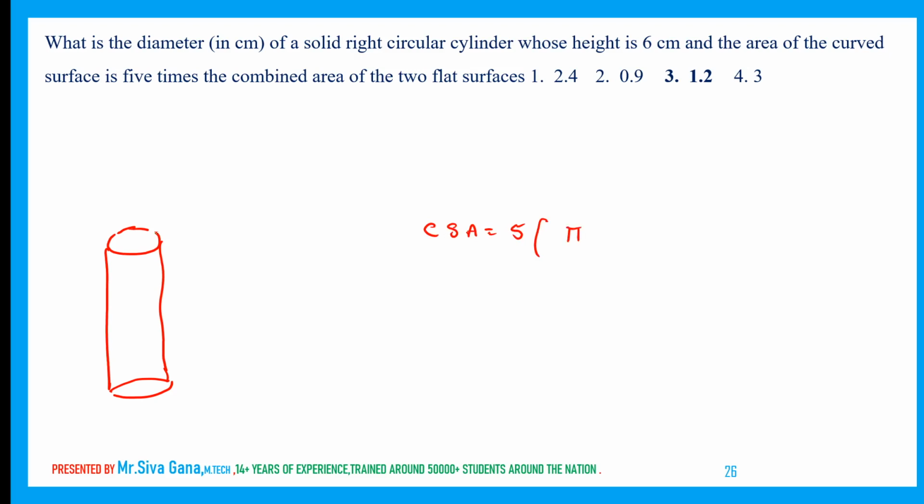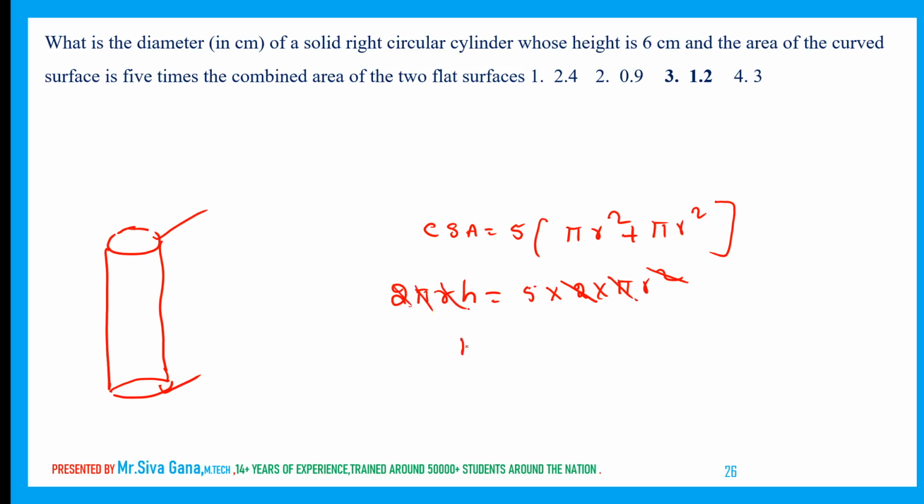Flat surfaces are nothing but the shapes of circles, which is pi r square plus pi r square, two flat surfaces. Curved surface area of the right circular cylinder is 2 pi r h. So 2 pi r h equals 5 into 2 into pi r square. So r gets cancelled, pi gets cancelled, 2 gets cancelled. h is equal to 5r. We need r, which is h by 5. Height is given as 6, so 6 by 5, which is nothing but 1.2, right?